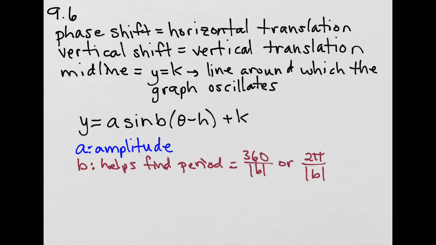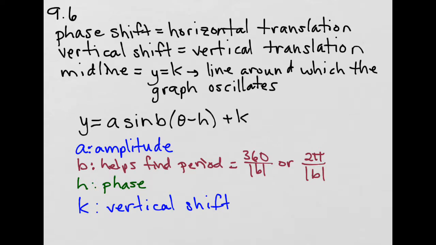H is our phase shift, or how much we're moving the graph left or right, and because it's minus h inside the function, that means we're going to take the opposite sign of whatever it gives us here. So if h is negative, or if we have a minus a number inside the parentheses, it's going to be a positive phase shift. If it's plus a number in the parentheses, it's going to be a negative phase shift. So then k is equal to our vertical shift, and that's how far we go up or down.